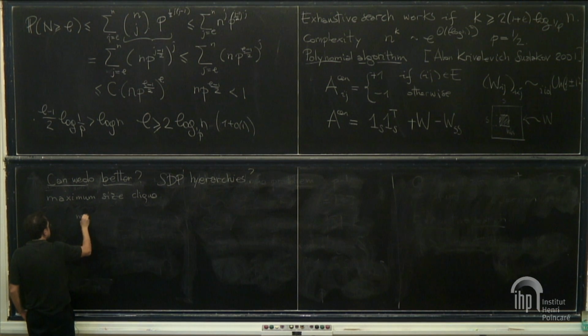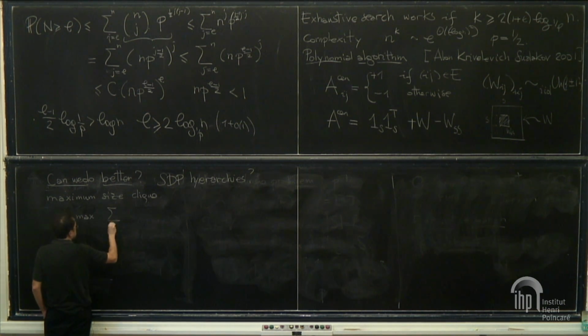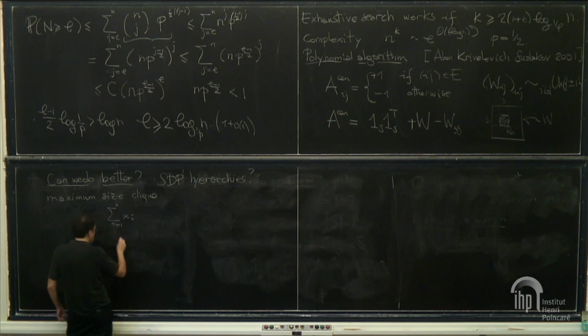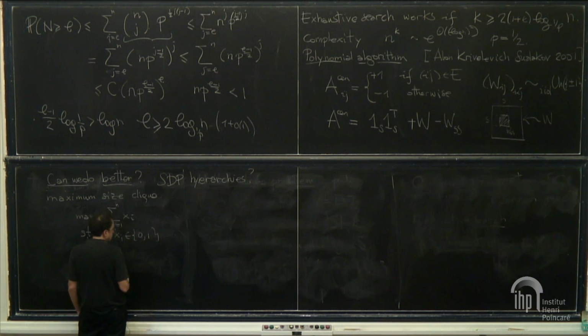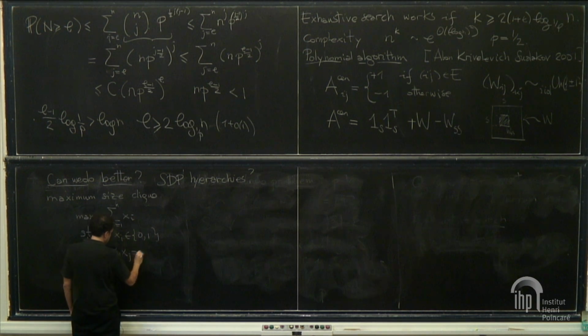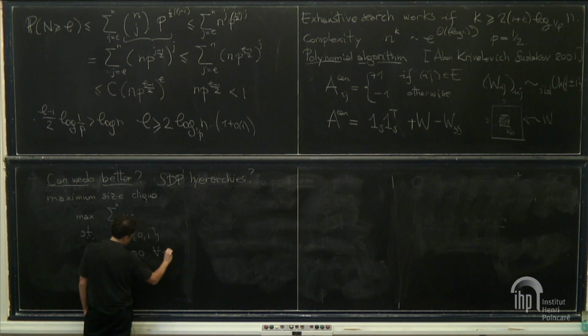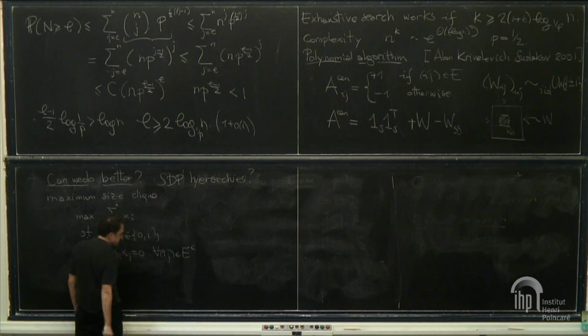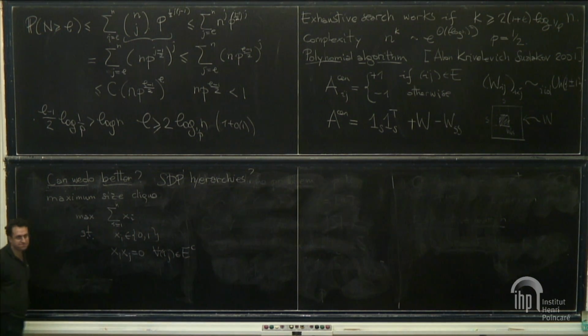I maximize the sum over i from 1 to n of xi, subject to what? I want xi to be in {0, 1}. And I want xi xj equals 0 for every ij that is not an edge. This is the complement of the edge set.